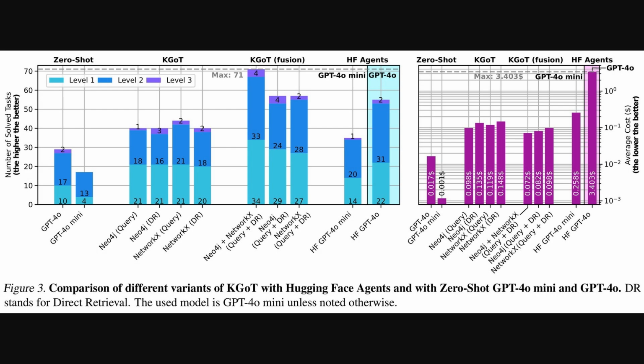Okay, so now we get to the results. This figure really shows the payoff of that architecture we just discussed. It's comparing different KGoT versions against baselines like Zero Shot and Hugging Face agents, both in terms of how many tasks they solve. Higher bars are better on the left, and the average cost, where lower bars are better on the right. You can see the KGoT variants using the cheaper GPT-4o mini model consistently solve more tasks than the standard Hugging Face agent with that same mini model. And importantly, look at the cost comparison on the right. KGoT is way more affordable than using the full GPT-4o.